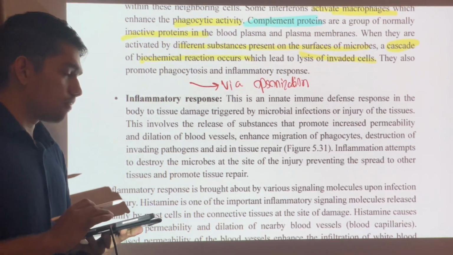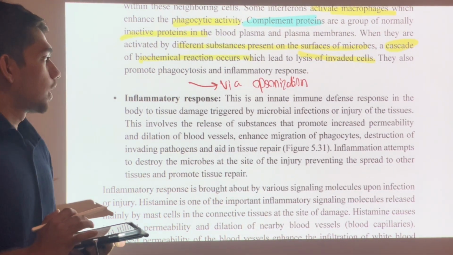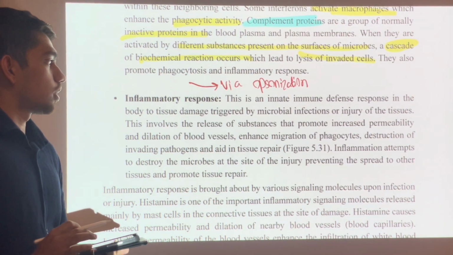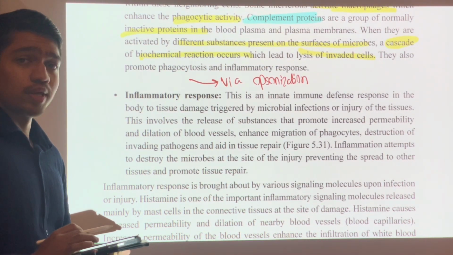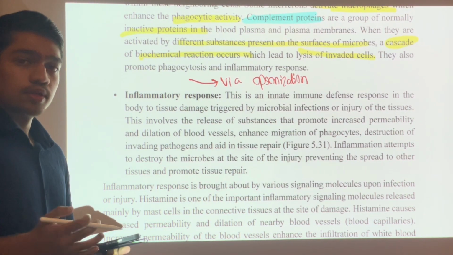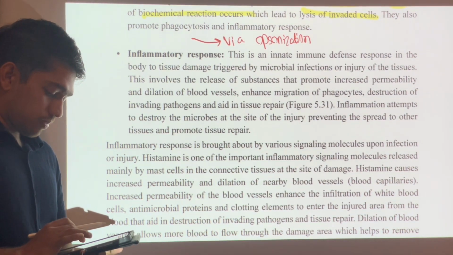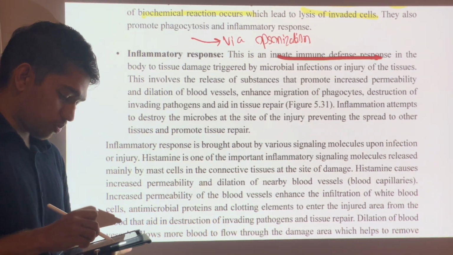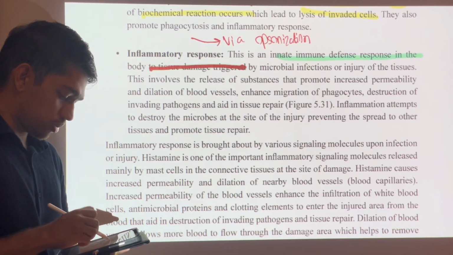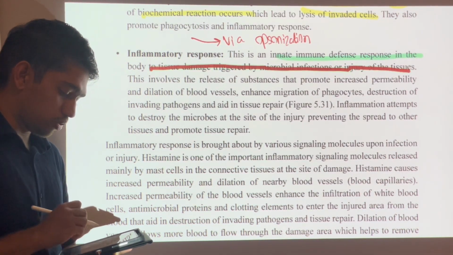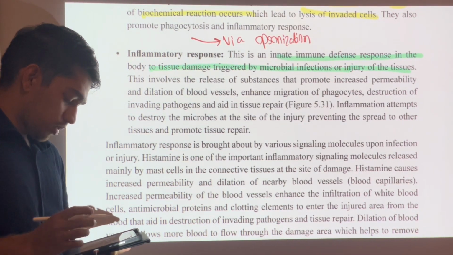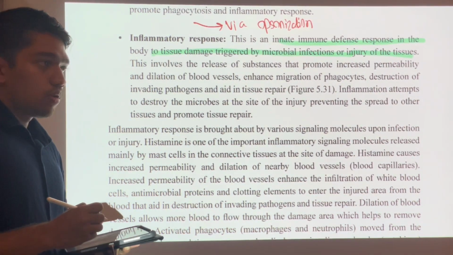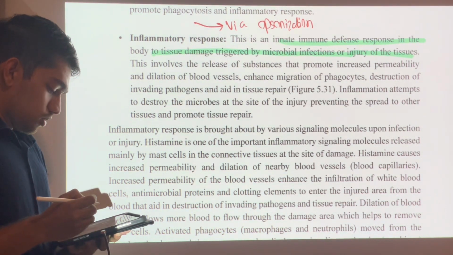Then the inflammatory response is a story-like phenomenon that we have to know. This can be an essay question as well, so you have to know it in detail and in a very specific manner. The definition is: the innate immune response in the body to tissue damage triggered by microbial infections or injury to tissues. So you have to know what things are going to happen under the inflammatory response.